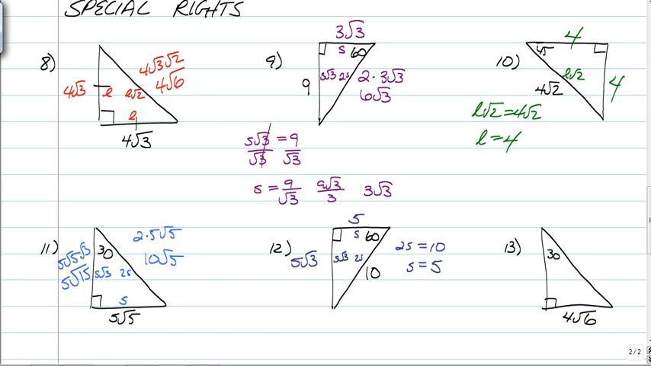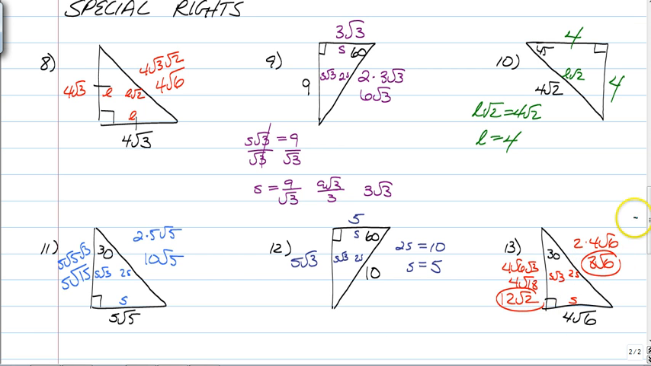Finally, last example, for regular 30, 60, 90s, opposite of 30 is s. This is s root 3, and this is 2s. Opposite of the 30 is 4 root 6. This is 4 root 6 root 3, which is 4 root 18. But 18 can be simplified to 3 root 2, so you have 12 root 2. This side is 2 times 4 root 6, so we have 8 root 6, and we're done.